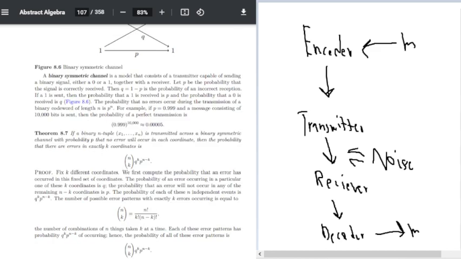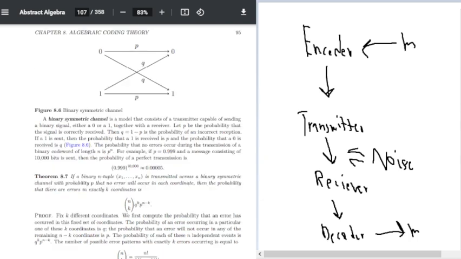A binary symmetric channel is a model that consists of a transmitter capable of sending a binary signal, either a 0 or a 1, together with a receiver. Let p be the probability that the signal is correctly received. Then q equals 1 minus p is the probability of an incorrect reception. If a 1 is sent, then the probability that a 1 is received is p, and the probability that a 0 is received is q. Example in figure 8, because if a 1 is sent, we have a p chance that it goes to 1, and a q chance that it goes to 0.